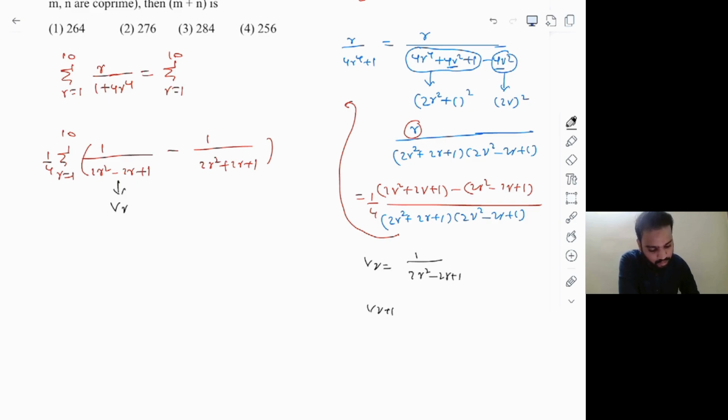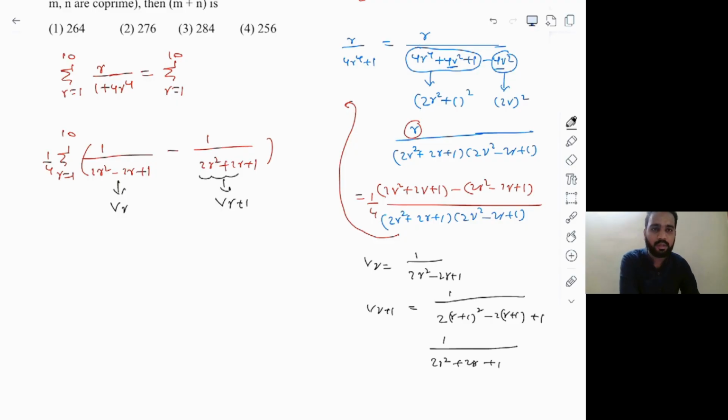And if you properly calculate Vr+1, if you look at that, 1 divided by 2(r+1)² − 2(r+1) + 1, you're going to get it as 1 divided by 2r² + 2r + 1, which means the second term is exactly going to be Vr+1. Okay, so that's the main observation here. If the first term is taken as Vr, the second term is exactly becoming Vr+1.